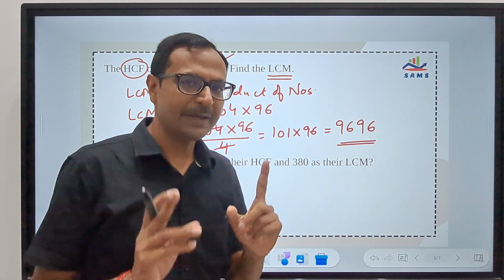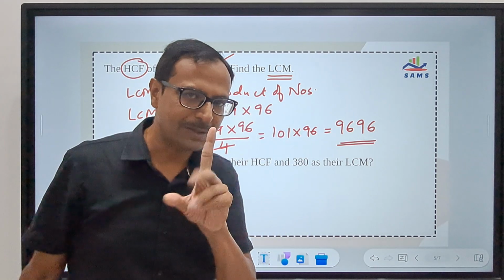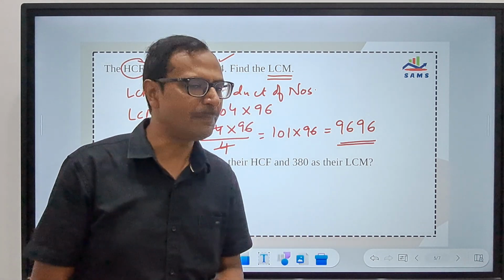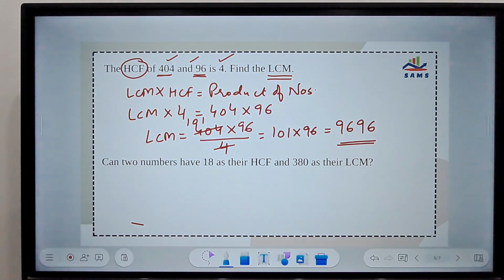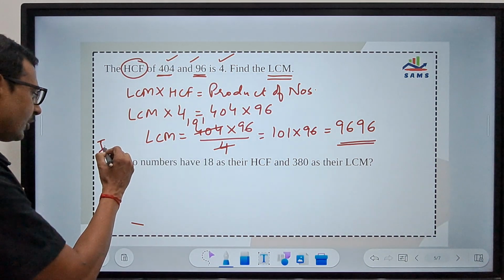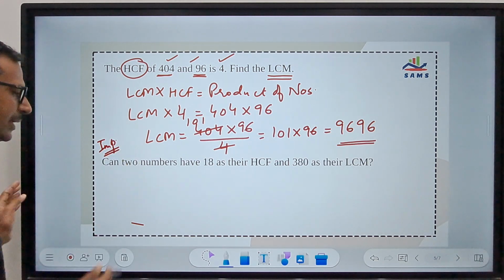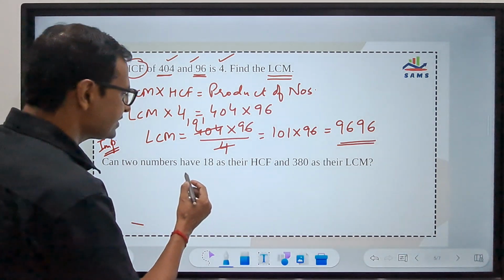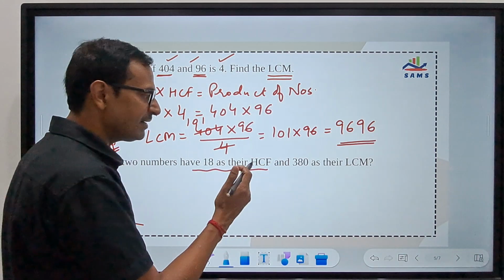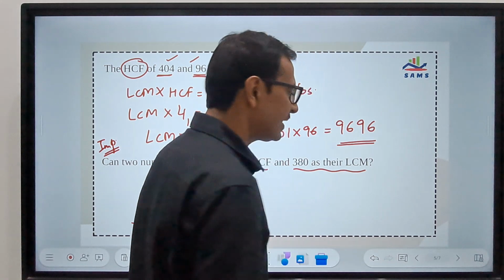Very easy, right? Again, a very important question for 1 mark, or objective type, maybe multiple choice question. Let's see the next one. Again, very important for quantitative aptitude exams also, SSC, CGL, banking, railways exams, they ask you such questions. Can two numbers have 18 as their HCF and 380 as their LCM?